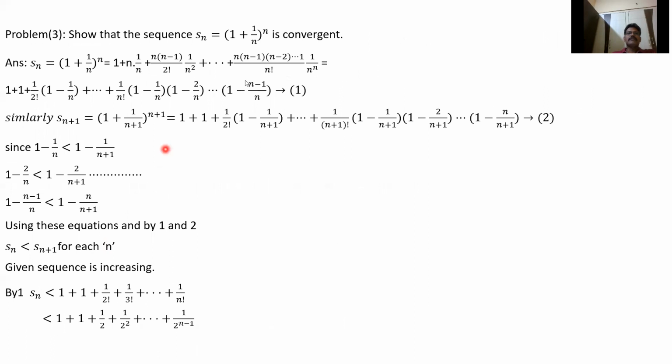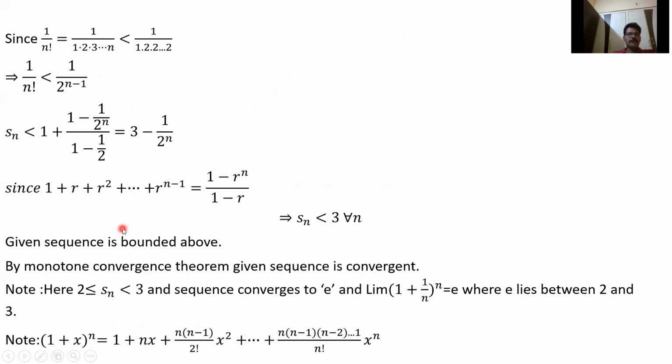Show that the sequence Sn equal to 1 plus 1 by n whole power n is convergent. So this is 1 plus x whole power n, which is 1 plus nx plus n into n minus 1 by 2 factorial x square, and so on, up to n into n minus 1, n minus 2 and so on into 1 by n factorial x power n.